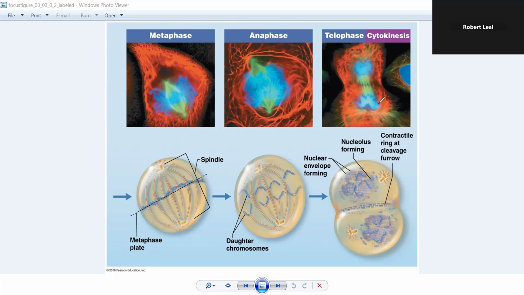All right, the last stage of mitosis is called telophase. How do I know I'm in telophase? Well, that's when you see a cleavage furrow, this little indentation that forms between the cells that are trying to pull away from each other. So you know you're in telophase when you see a cleavage furrow form.